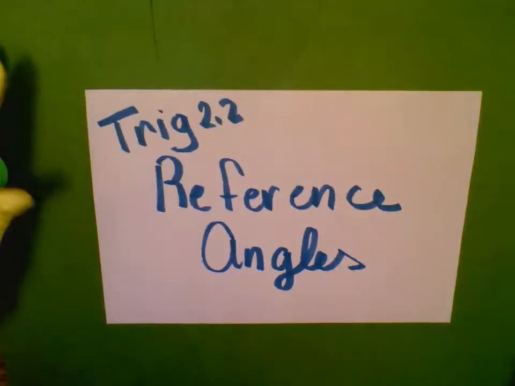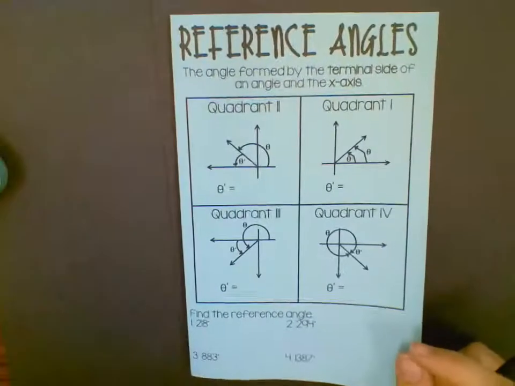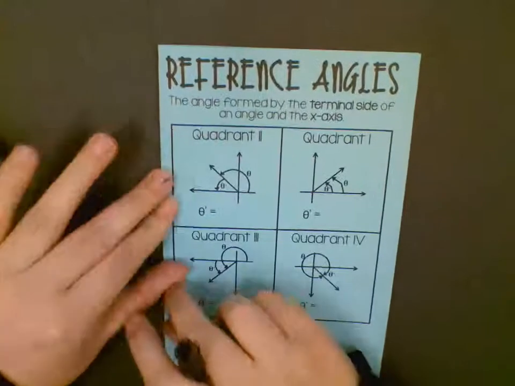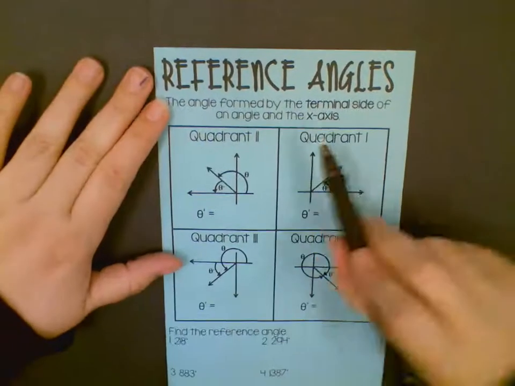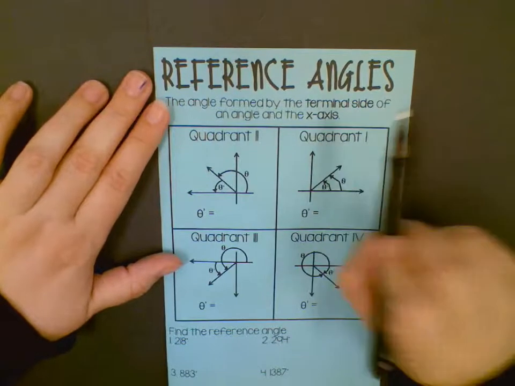Hi everyone, this is a lesson for 2.2 reference angles. So let's take a look at our formulas. Today we're learning about reference angles. Reference angles are the angles formed by the terminal side of our angle and the x-axis.